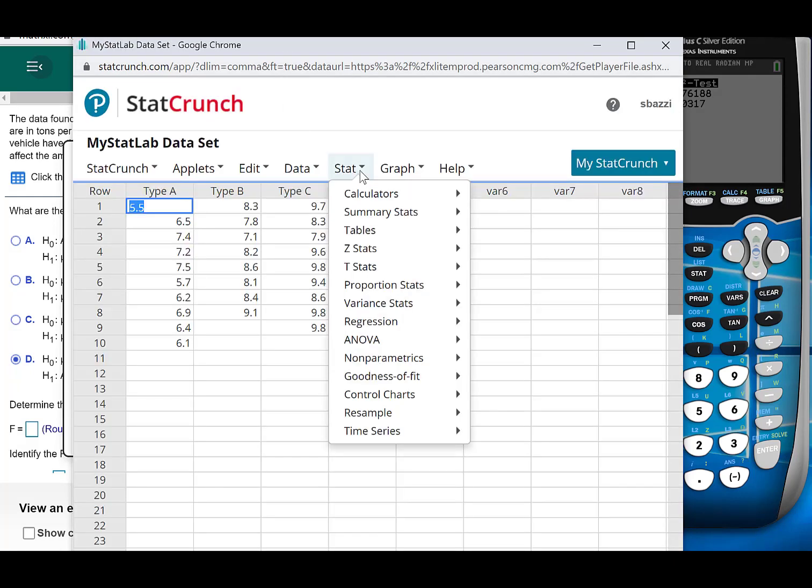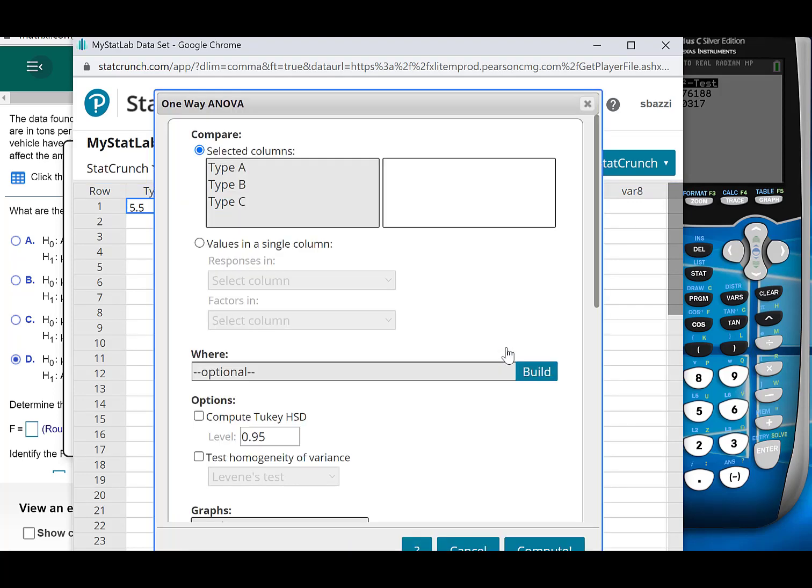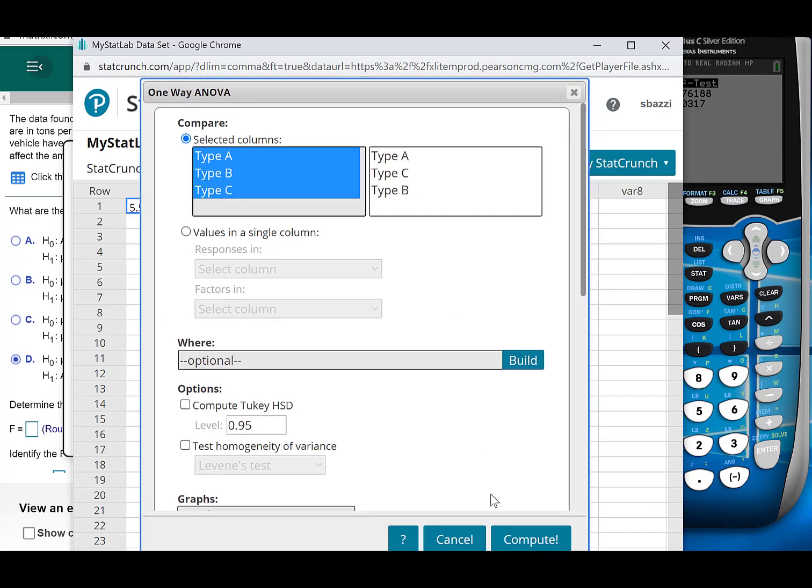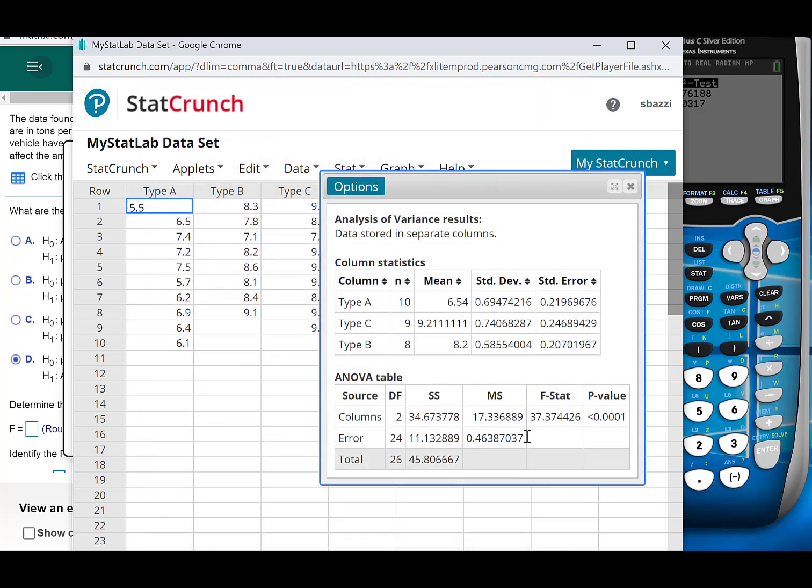You go to Stat, you see where it says ANOVA, one way. How do you select all of them? You press down the control key and select them. And I think that's it. Compute.